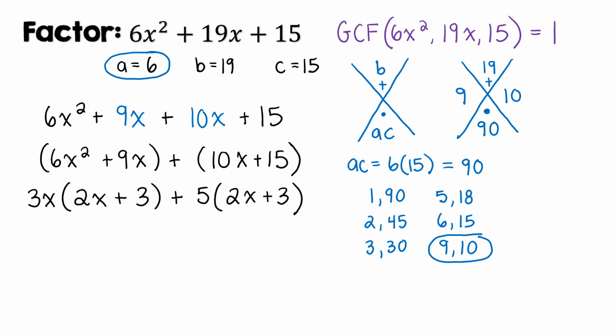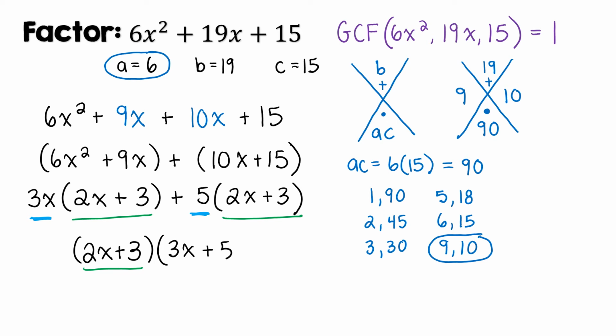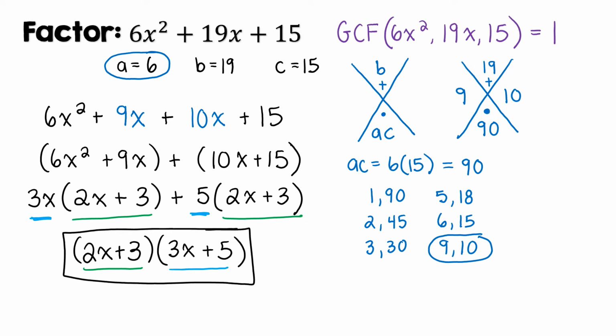Then we want to identify the common factor between these two terms, which is that 2x plus 3. And then we'll be left with a 3x plus 5 when we factor that out. So we have the quantity of 2x plus 3 times, when we divide that out, we're left with 3x plus 5. And this is the factored form of our original expression.